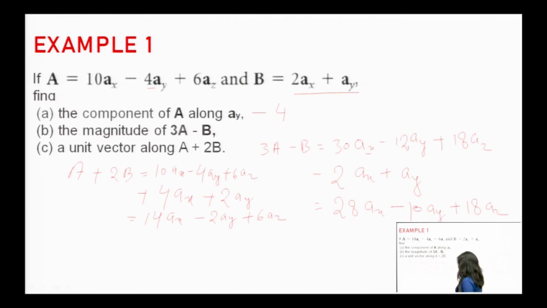Now we need to find the unit vector. To find the unit vector we need to find the magnitude of this vector first, and the magnitude of A plus 2B can be found out as root under 14 square plus 2 square, that is 4, plus 6 square, that is 36. After solving this, we can get the magnitude of A plus 2B.